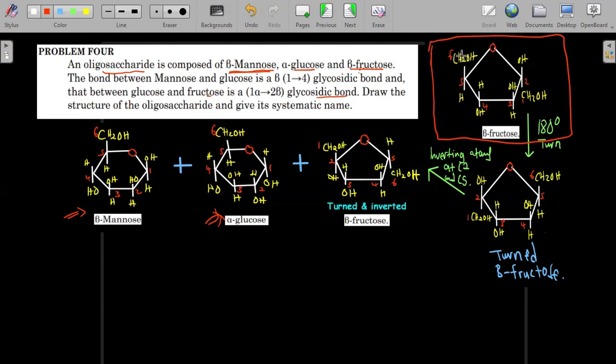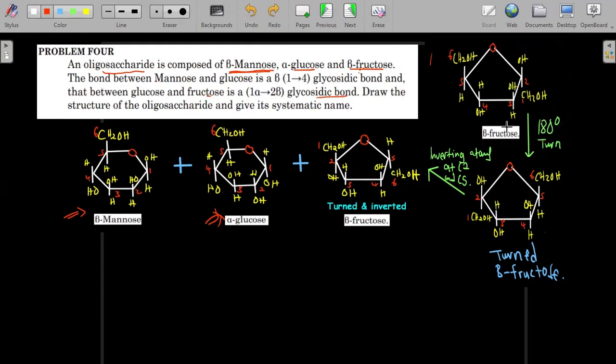So in this structure, you notice that it has carbon 5 there, but they said the bond between the glucose and the fructose should be 1 alpha to 2 beta. If I write this structure directly here, the bond that I'll form will be from 1 to this 5. That is not what we want. So we have to turn and invert this structure for beta fructose. First of all, turn it 180 degrees.